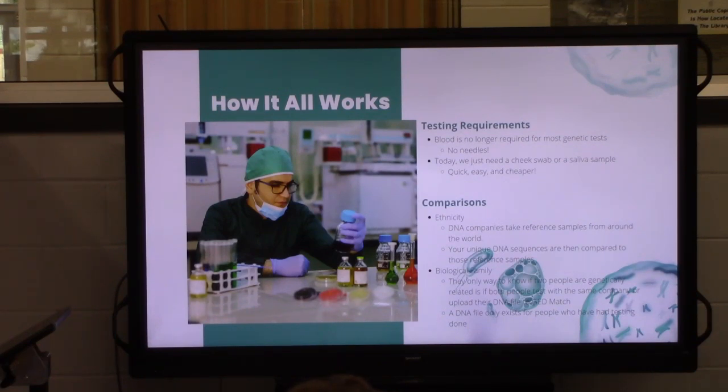So first of all, blood is no longer required for most genetic tests. Now I'm going to say most because there are still some that do require a blood sample. But for the most part, it's going to be saliva or a cheek swab at this point, which is going to be quicker, cheaper, easier overall on everybody. And you don't have to deal with any needles. Do I have anybody in here who doesn't like needles?